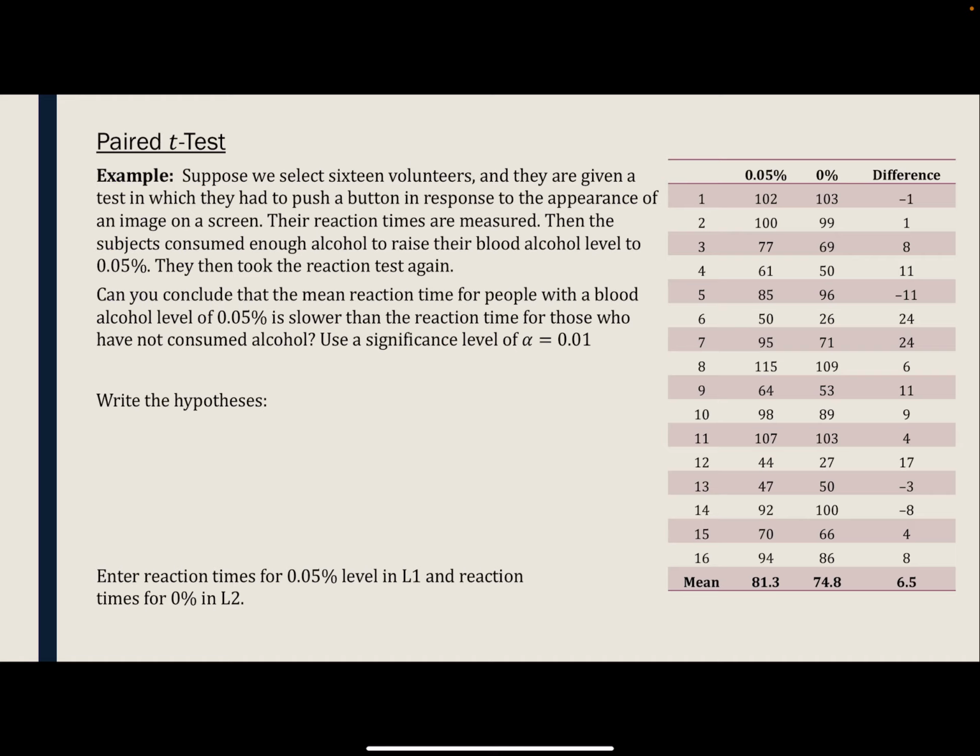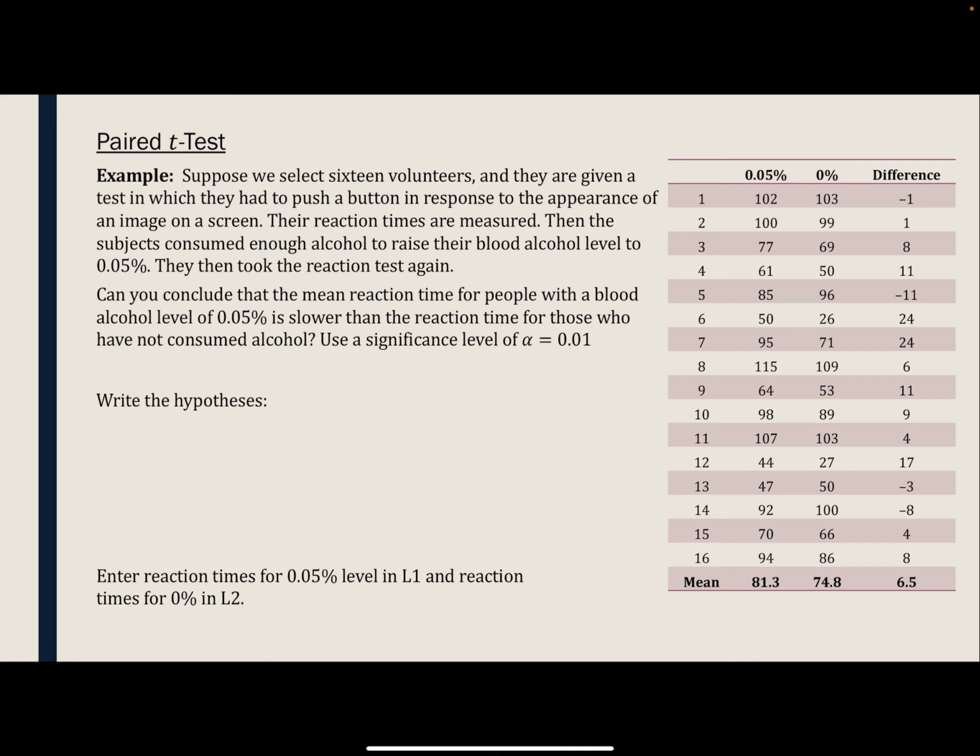All right, so let's look at this problem again, and I'm going to show you how to set it up in your calculator and solve it in your calculator. So we have the same scenario. Now it's going to ask, can you conclude that the mean reaction time for people with a blood alcohol level of 0.05 is slower than the reaction time for those who have not consumed alcohol?